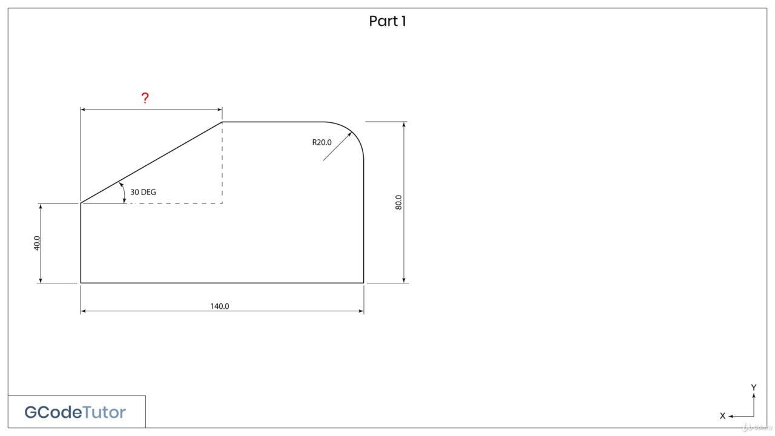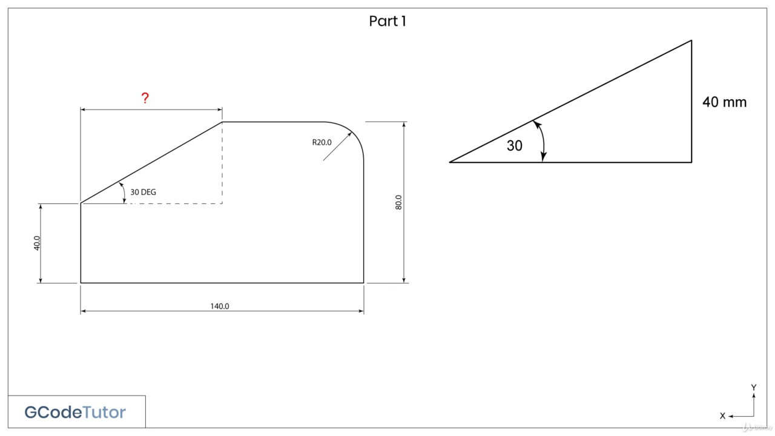The length we need to calculate I've added with a question mark. We know our angle is 30 degrees, and we know the opposite length is 80mm minus 40mm, which is 40mm. So we need to draw a right angle triangle that looks like this.